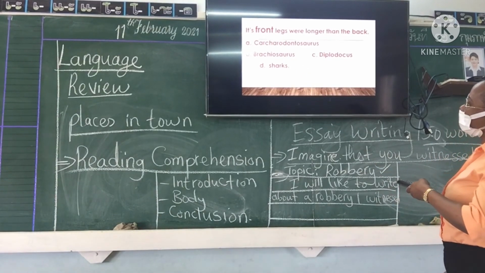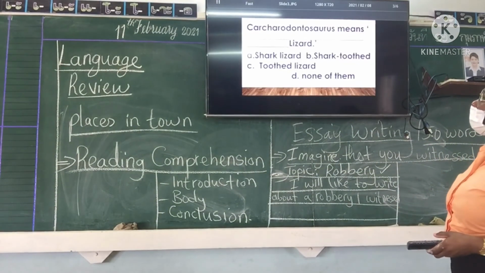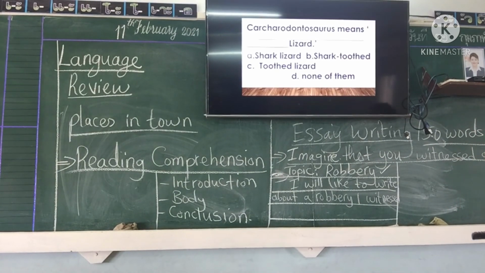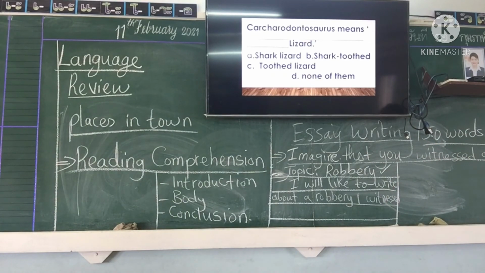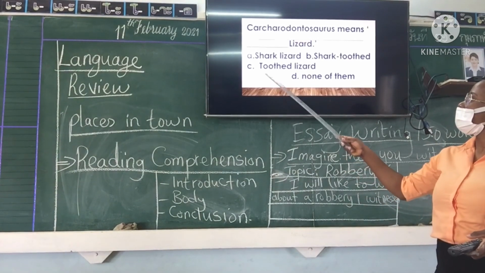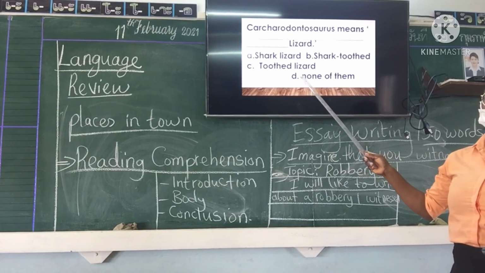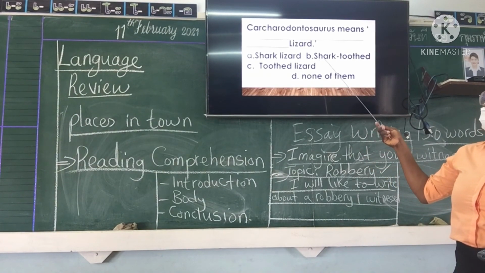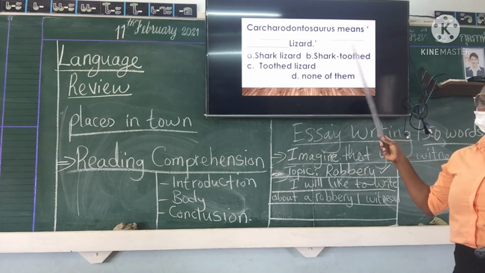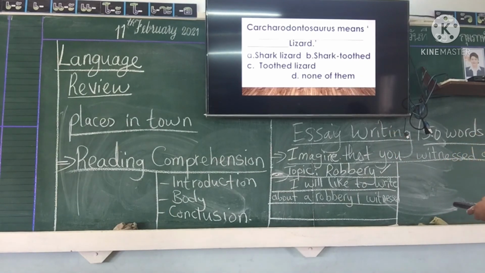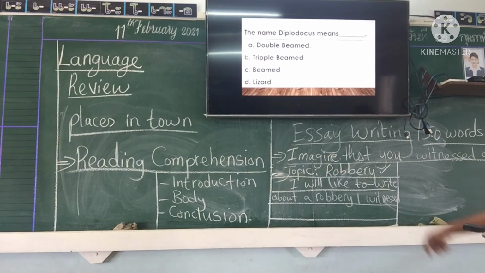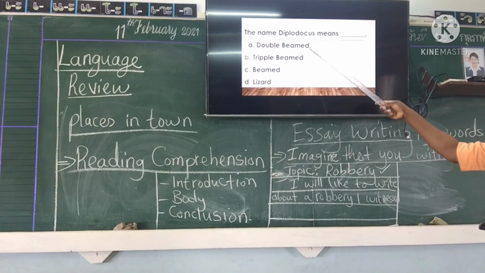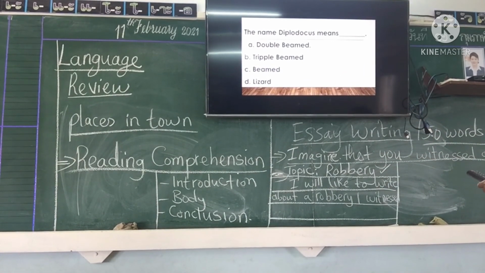Let's go to the next one. Pachodontosaurus means A, B, C, D. The answer is B, shark-toothed lizard. And the next one, the name Diplodocus means A. What is A? Double beak.